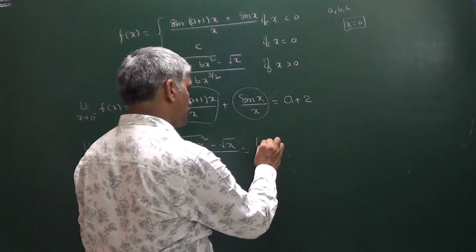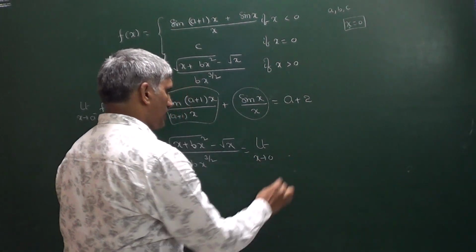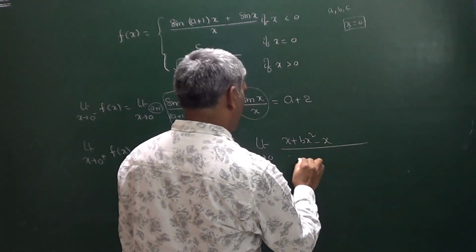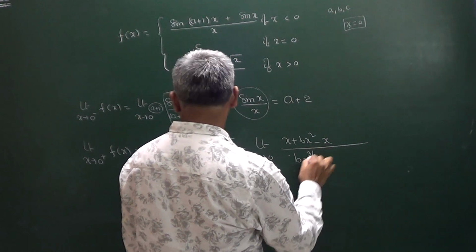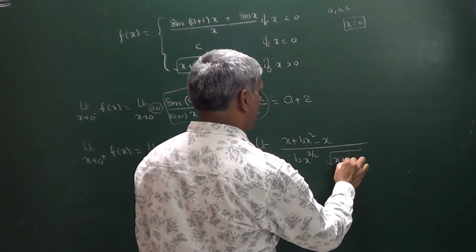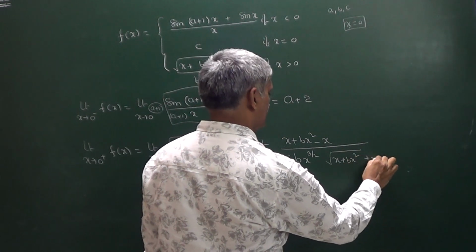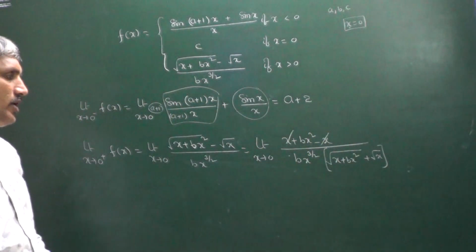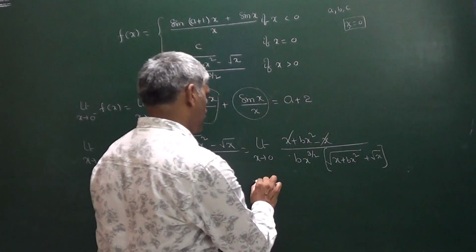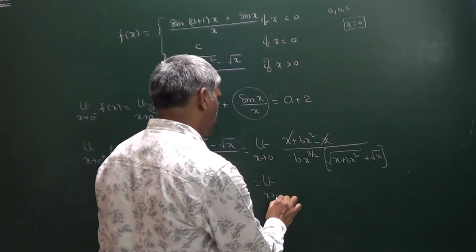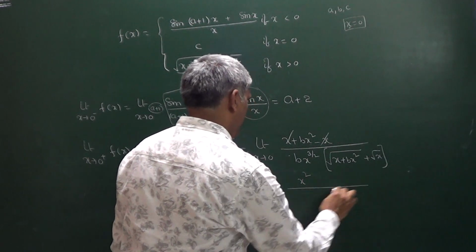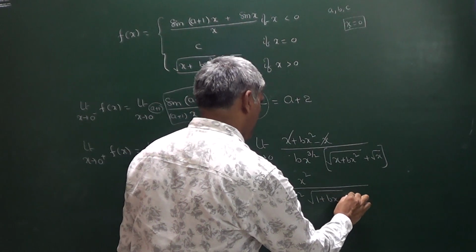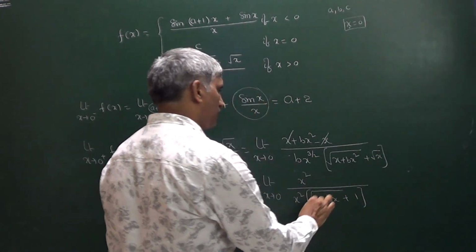Now we have to do the rationalization. Limit x tends to 0. We can write this one as x plus bx square minus x divided by b into x power 3 by 2 into root of (x plus bx square) plus root x. Now you can check, plus x minus x cancel, b also gets cancelled, right? So we are getting this one as limit x tends to 0, x square divided by x square into root of (1 plus bx) plus 1. I hope everyone follows.